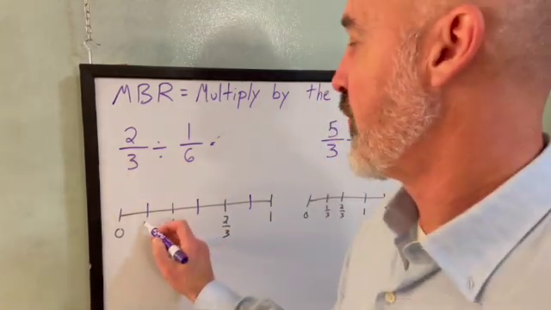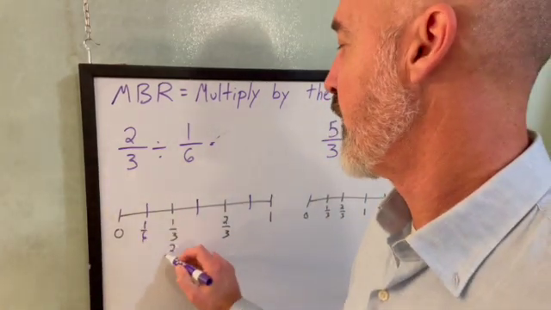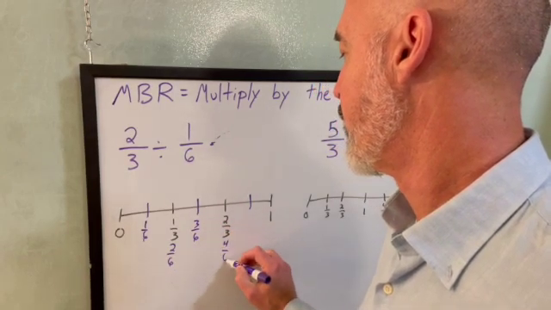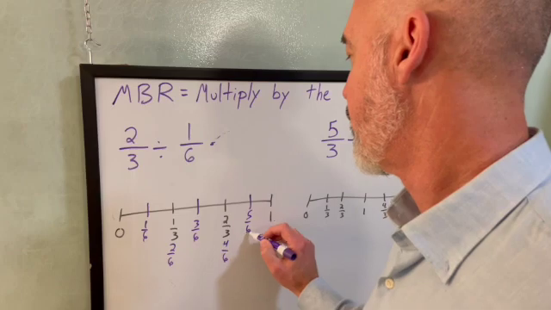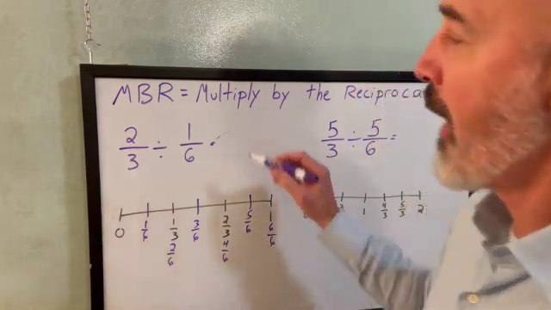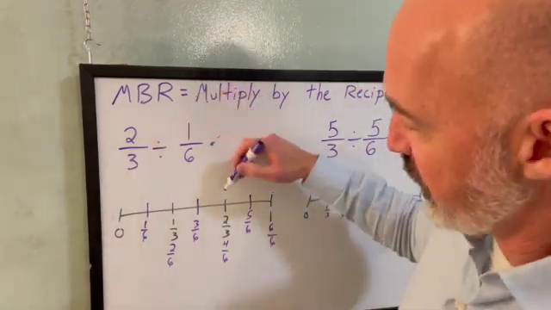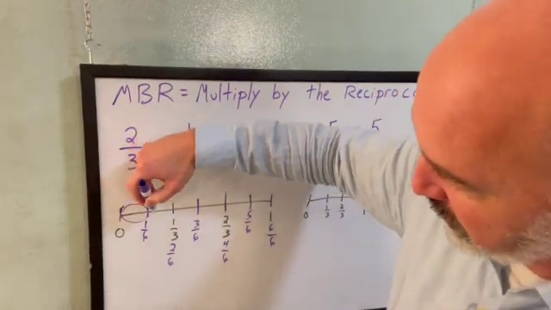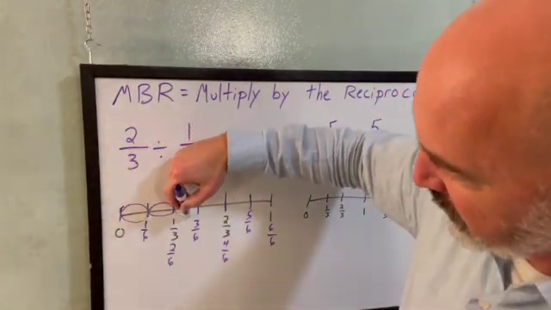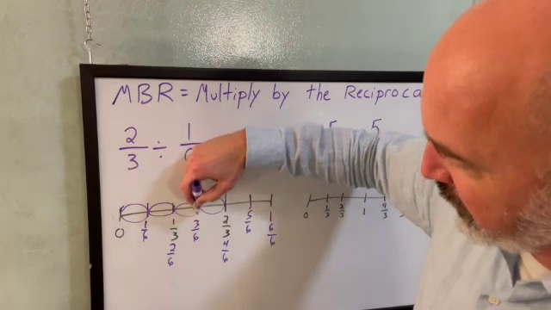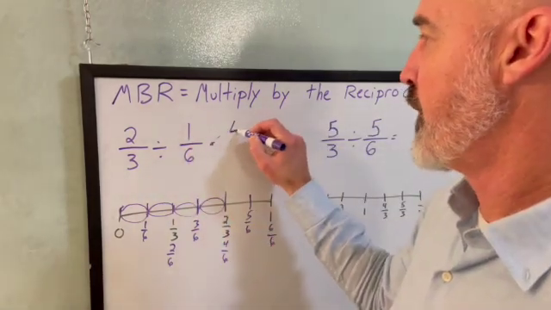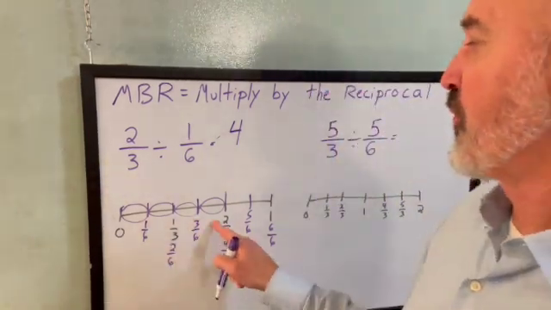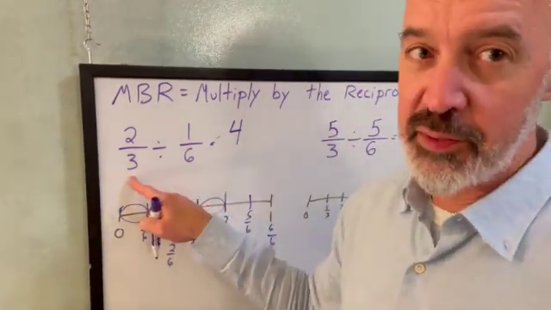So this is 1/6, 2/6, 3/6, 4/6, 5/6, and 6/6. So how many groups of 1/6 are there in 2/3? Well, 2/3 is here. This is one group of 1/6, one group of 1/6, another 1/6, and another 1/6. So the answer is 4. 4 groups of 1/6 are in 2/3.